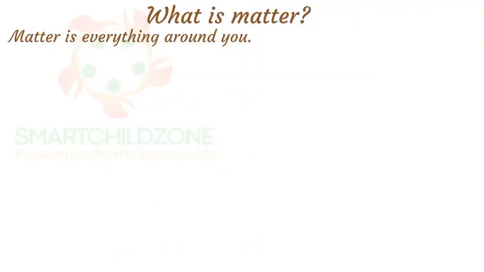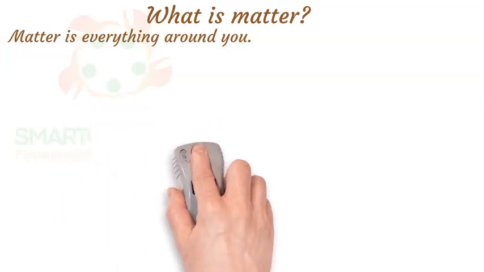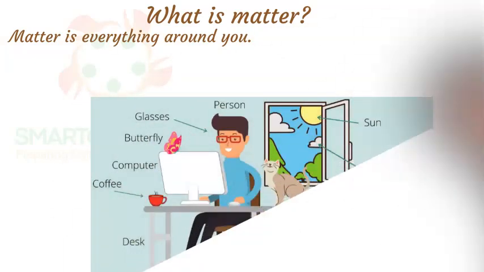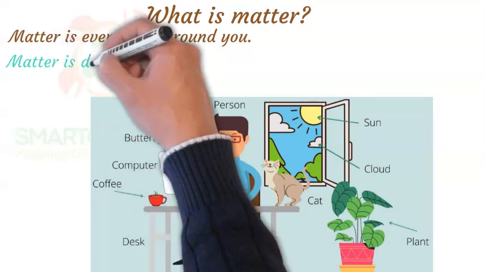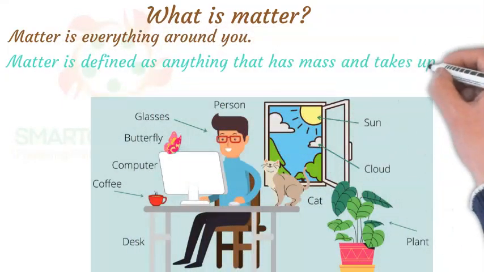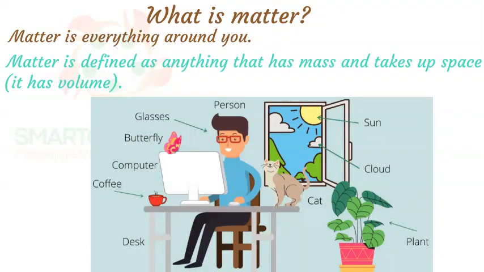Matter is everything around you. Atoms and compounds are all made of very small parts of matter. Those atoms go on to build the things you see and touch every day. Matter is defined as anything that has mass and takes up space.